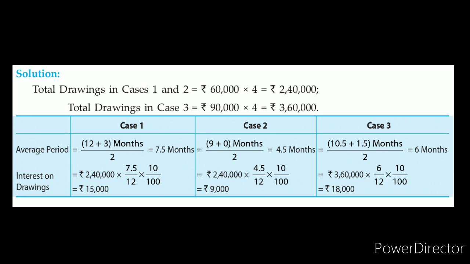Actually, there are 12 months in a year. So 1.5 months will be deducted and 1.5 months will be added. If 1.5 months is deducted from 12 months, it is 10.5 months, then 1.5 months will be added. Then 12 divided by 2 is equal to 6 months. So for the middle of each quarter, the average period is 6 months. So 3,60,000 into 6 by 12 into 10 by 100, because as per the partnership deed it is 10 by 100. Then the answer will be 18,000.